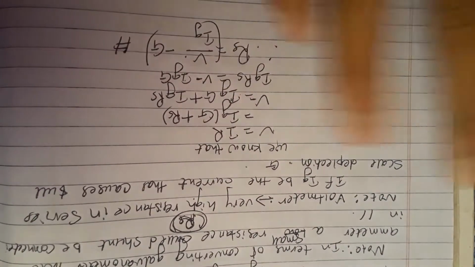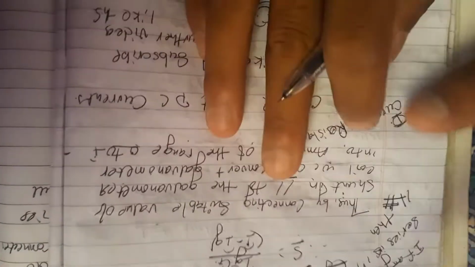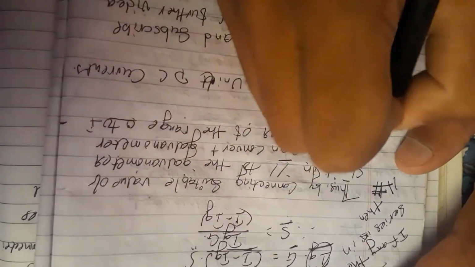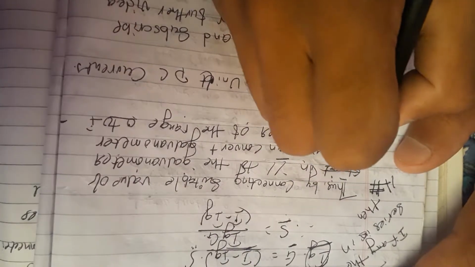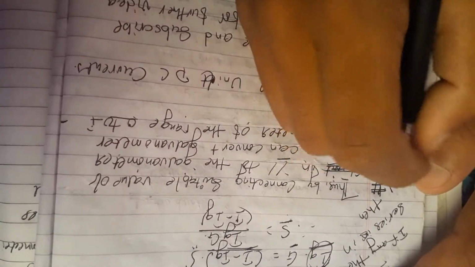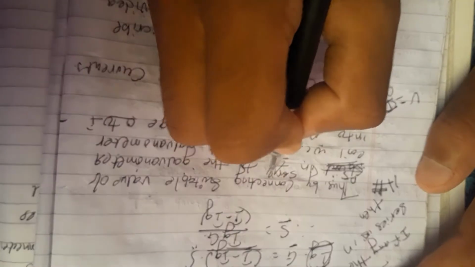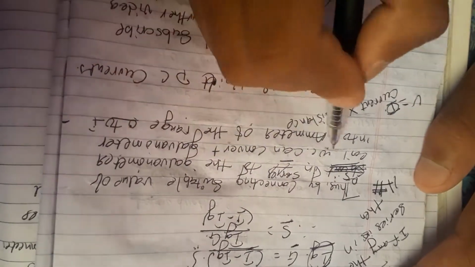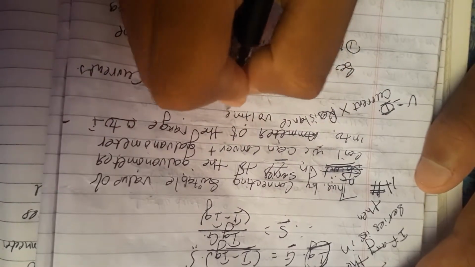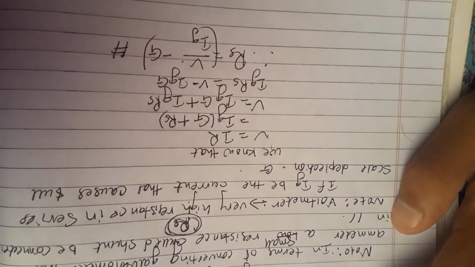So you can write the conclusion like we have written in our previous derivation. Thus, by connecting a suitable value of series resistance, or high resistance device Rs, in series to the galvanometer coil, we can convert the galvanometer into a voltmeter. Okay, that's all for this derivation.